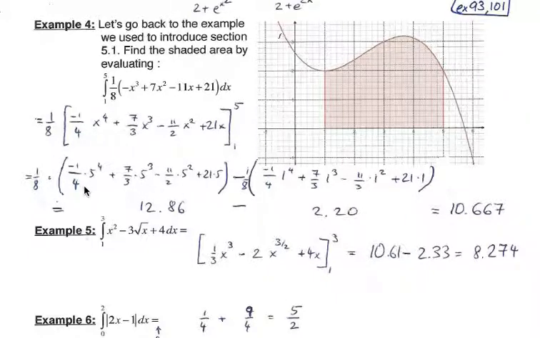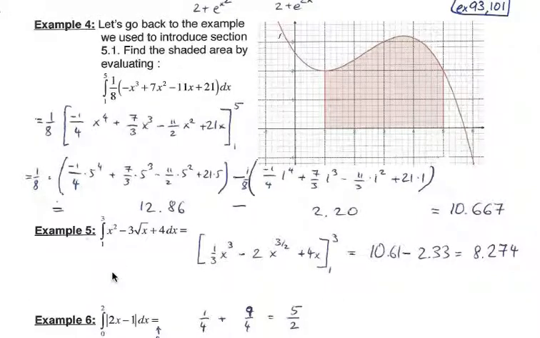So what happens is here the 1/8 is still there, negative 1/4 times 5 to the power 4 plus 7/3 times 5 cubed minus 11/2 times 5 squared plus 21 times 5. If we evaluated this, we would find 12.86. Minus 1/8, and we put x equals 1 for x, and we get, when we evaluate, 2.20. So finally, 12.86 minus 2.20 yields us the answer 10.667, which is the shaded area here.